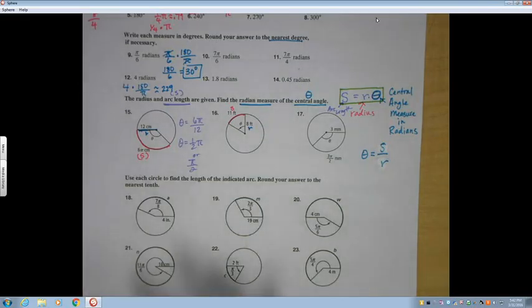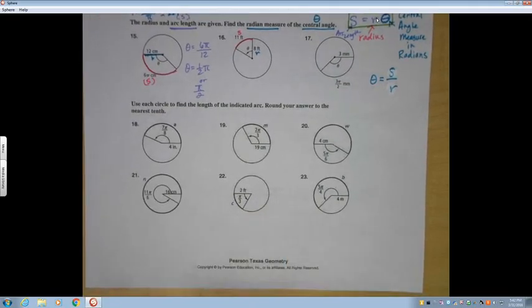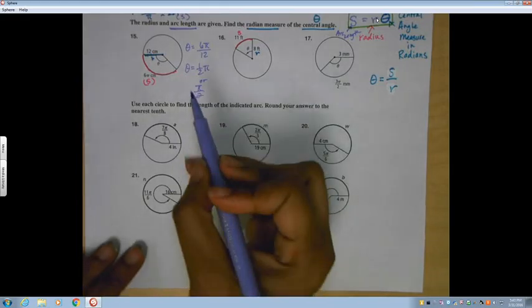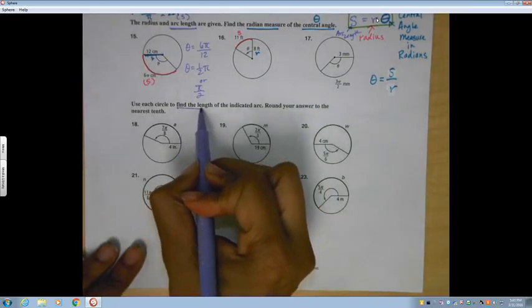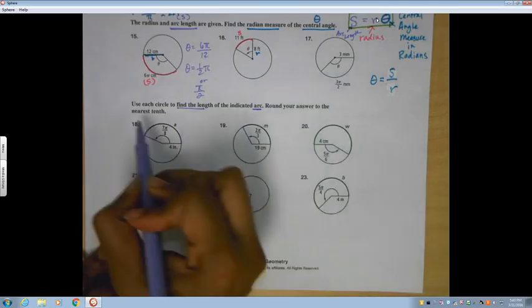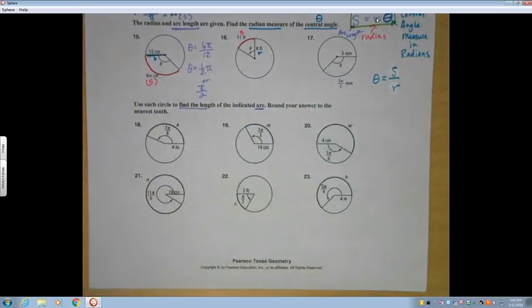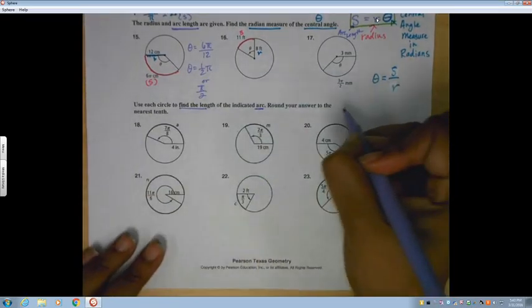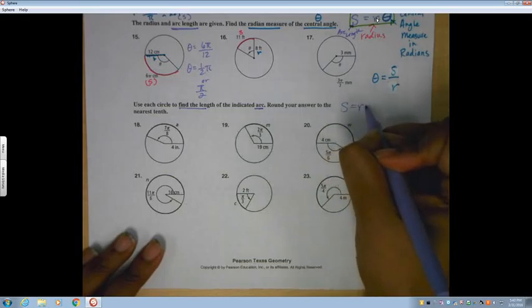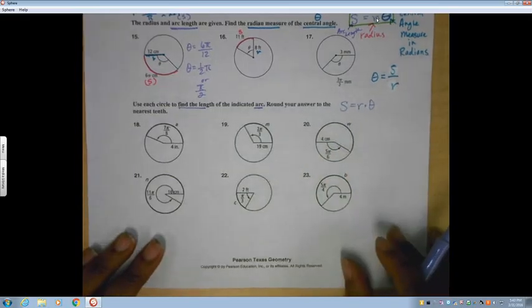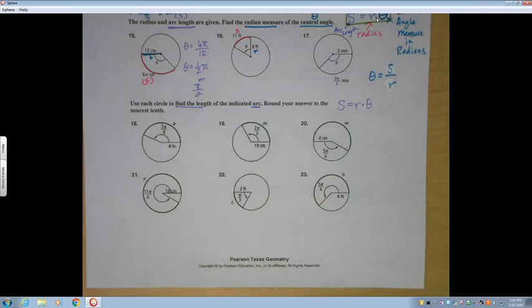Now, when we get to the bottom half, this is the half where they want us to actually find the arc length. So it says find the length of the arc, and we're going to round to the nearest tenth. So now we're actually using the formula, which says the arc length is the radius times theta. To use that formula, theta has to be in terms of radians, and all the angles you are given in this section are in terms of radians. So we're just plugging it in.